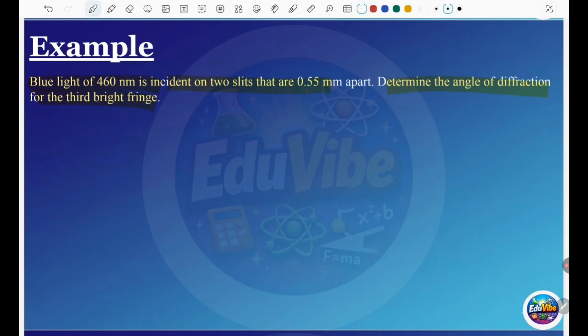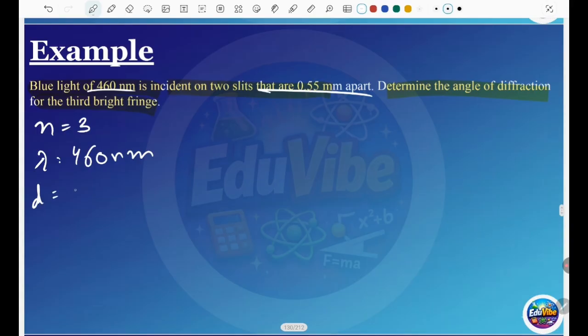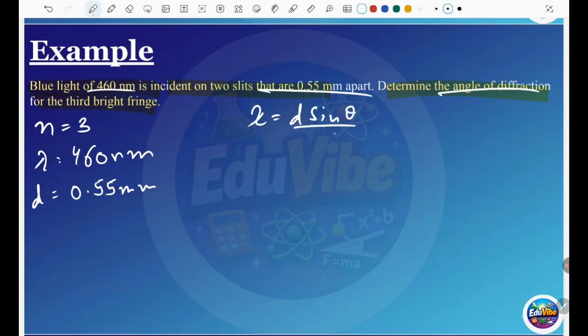They mention the third bright fringe, which means n is equal to 3. Then we have the wavelength, 460 nanometers. We have the slits 0.55 mm apart, which is the d you have. You have to find the angle of diffraction, which is theta. So wavelength is equal to d times sine theta upon n, and you find sine theta, which is equal to n times wavelength upon d.